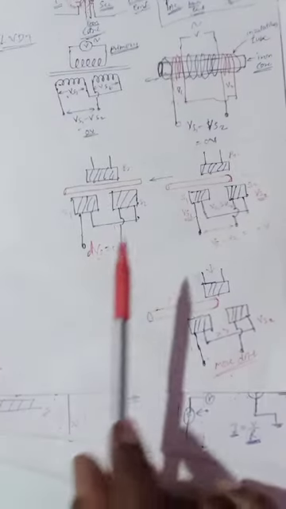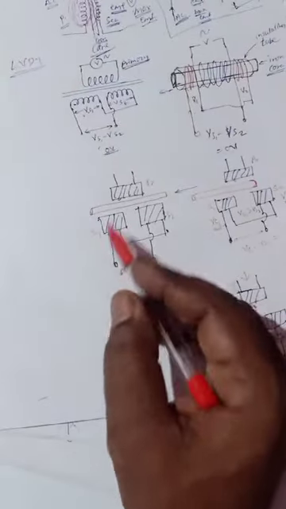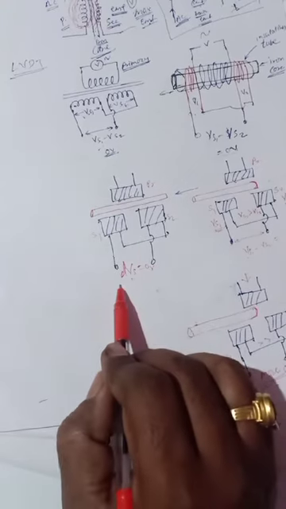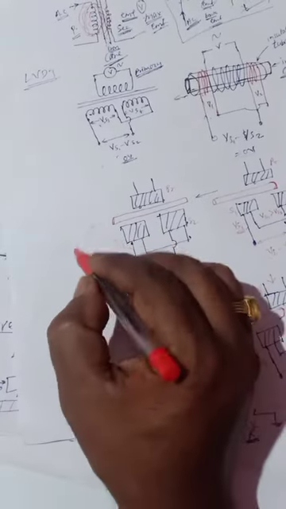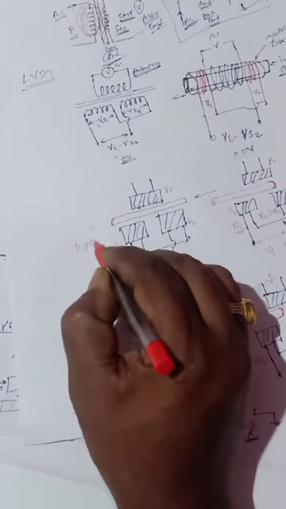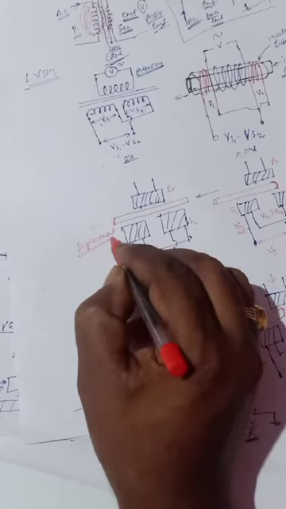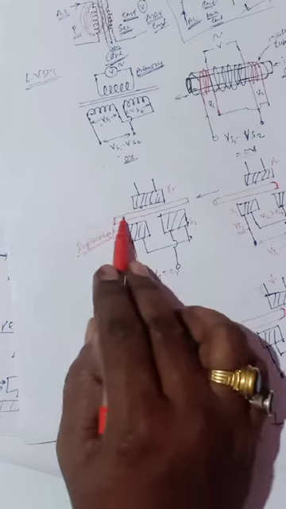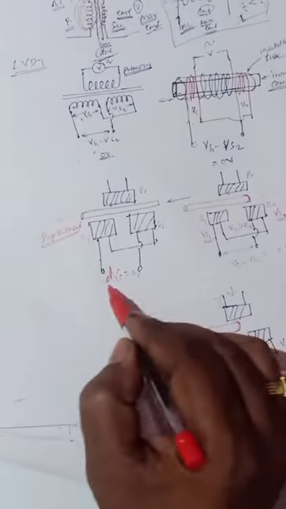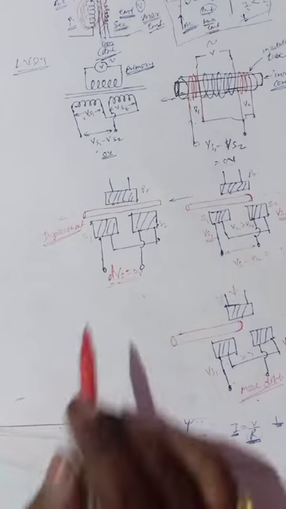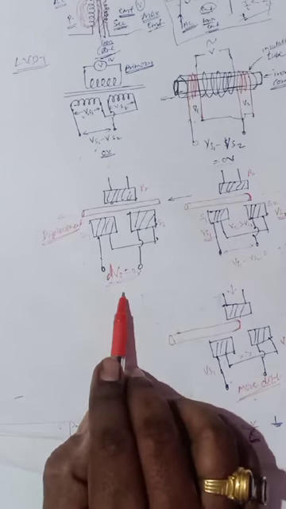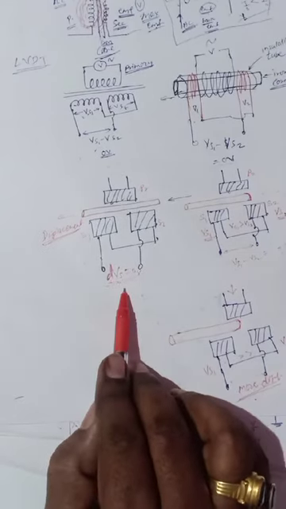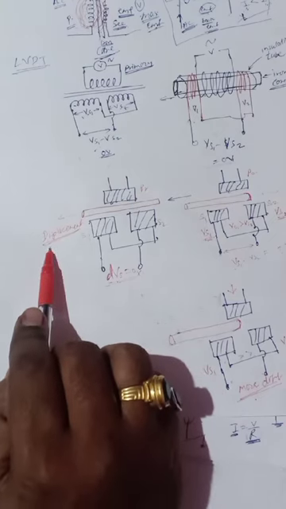So what is the purpose of this? The purpose of this is a sensor. This is one type of sensor which converts displacement, the displacement of this rod, into voltage. So this is a sensor. The displacement of this rod is converted into voltage. That means this sensor senses the displacement.